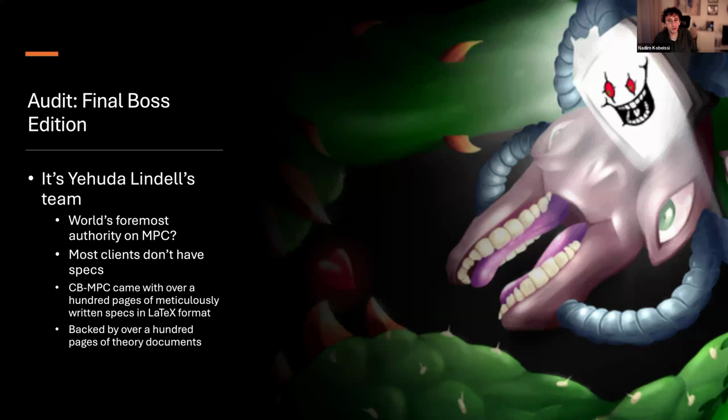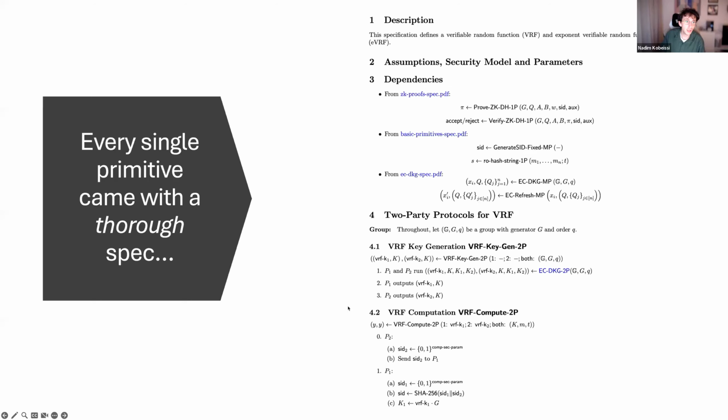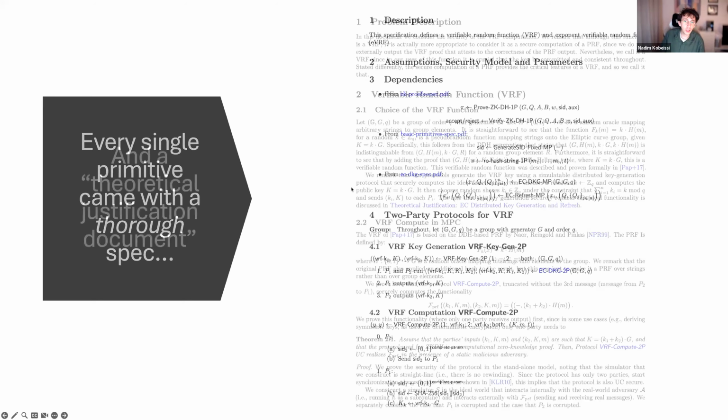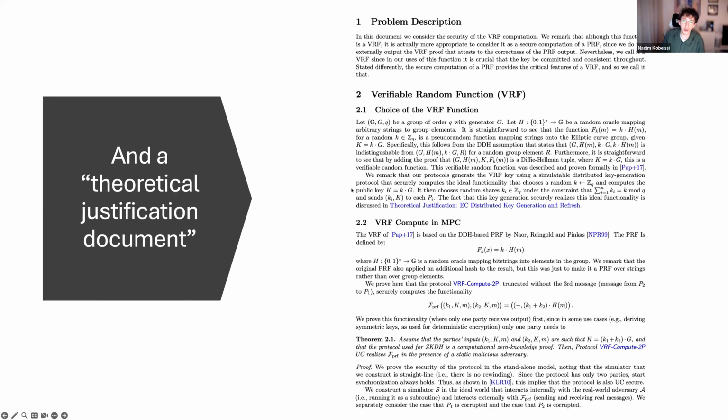And so when most clients don't even have specs when they give you the thing that you need to audit, CB-MPC came with over 100 pages of meticulously written specs in LaTeX. And if that weren't enough, they were backed with over 100 pages of theory documents. And so every single primitive came with this, but imagine this times 10 or 20 in terms of pages. And then if that weren't enough, it also came with a theoretical justification document, which is another 20 pages of them explaining why this is provably secure, like which math they relied on.